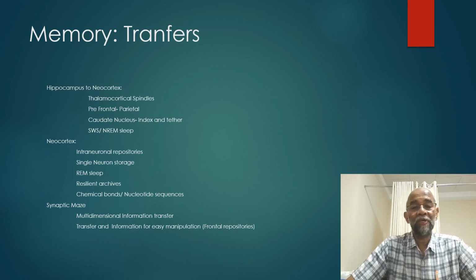Memories are transferred from the hippocampus to the neocortex in the early phase of sleep, that is the SWS, short wave sleep, or non-rapid eye movement sleep. Memory bulk transfer occurs in thalamocortical spindles. The prefrontal cortex, as we have said, receives abstract information, and the parietal association cortices receive bulk information. Both information parts are tethered through the caudate nucleus, which acts as both an index and a tether.